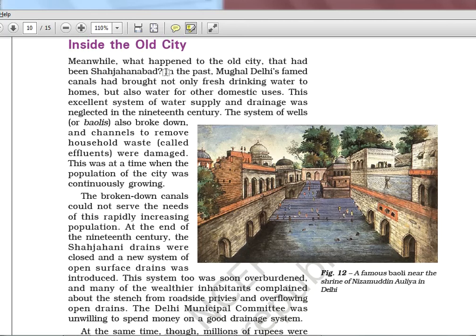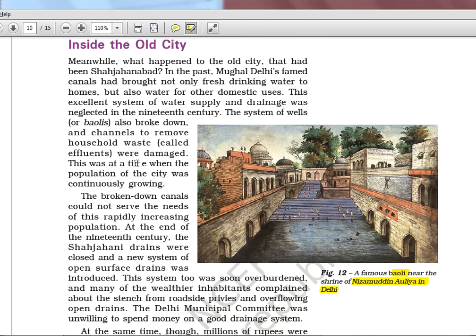So in the past, Mughal Delhi's famed canals had brought not only fresh drinking water to homes, but also water for other domestic uses. So about the canal system, this is a Bawali. I have told you in multiple chapters also. It is near the shrine of Nizamuddin Awliya.